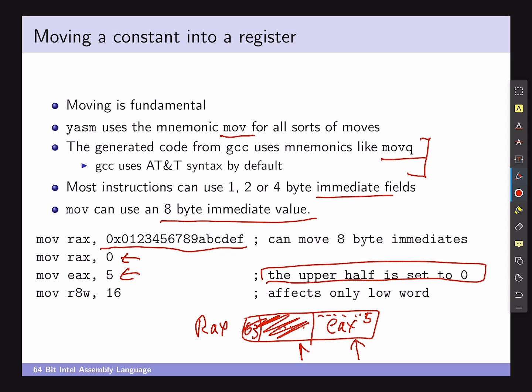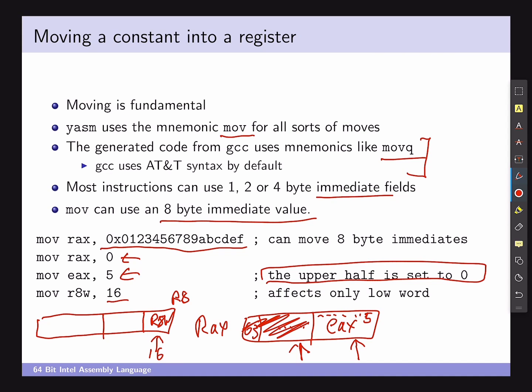This is a common place where people can make mistakes because they think that the top 32 bits are going to be left untouched. Now, if we look at the next example, you'll see that I'm loading the value 16 into R8W. Remember, W is 16 bits, so I'm loading the value 16 into the bottom 16 bits of R8. So again, we have R8 over here, and from R8 we're going to have the little bottom bit over here, which is going to be R8W, just the 16-bit chunk.